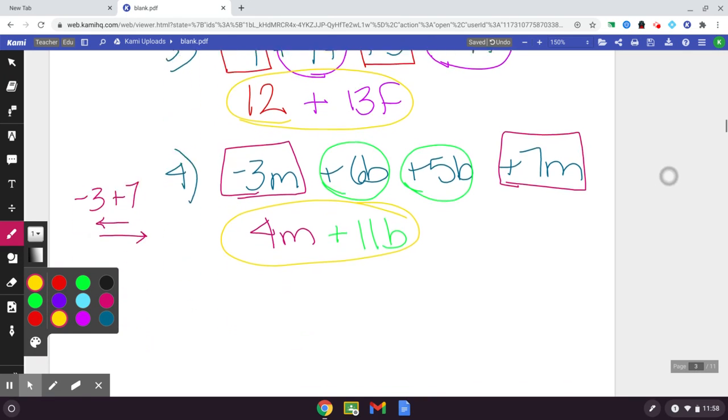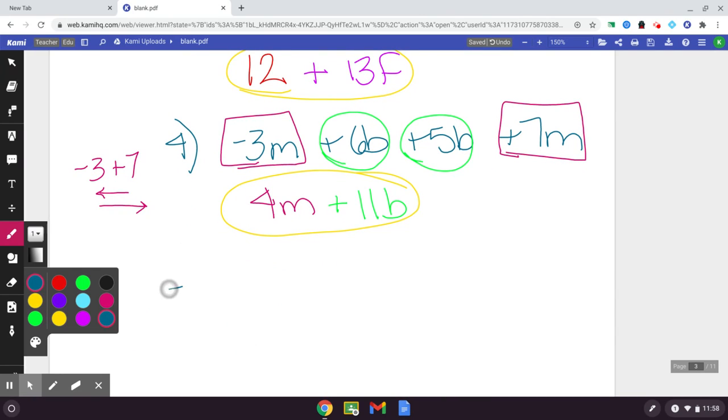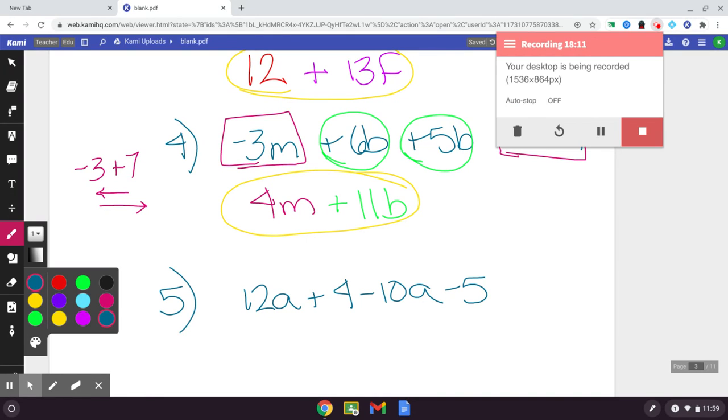Okay. One more. What I want you to do is try this one, pause the video, try it on your own, and then check your answer with my work. 12a plus 4 minus 10a minus 5. Okay. Let's see how you did.